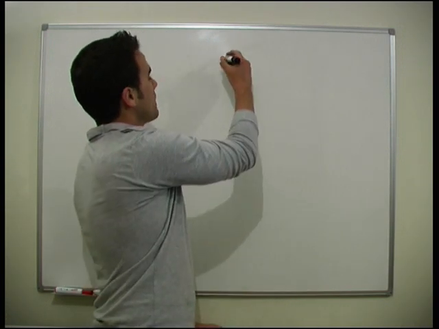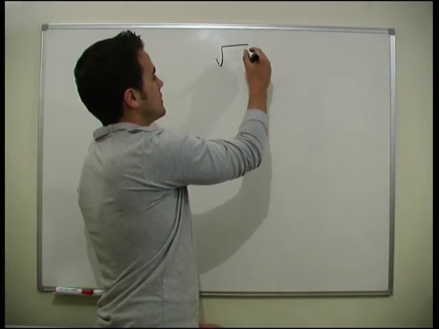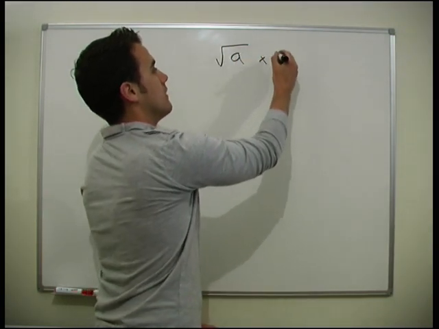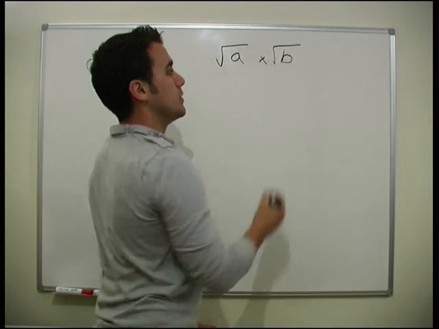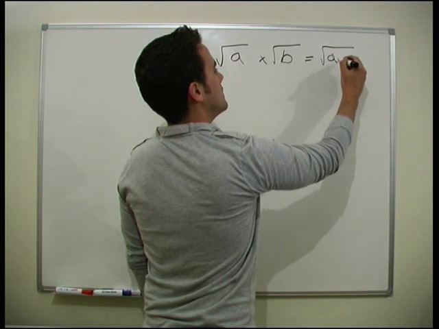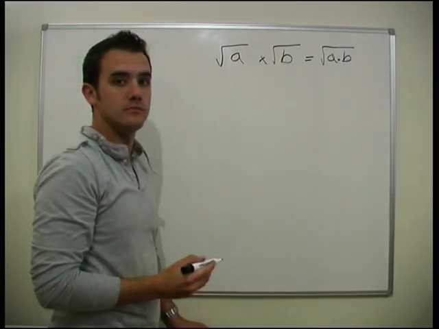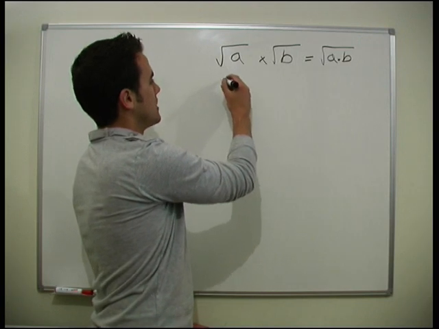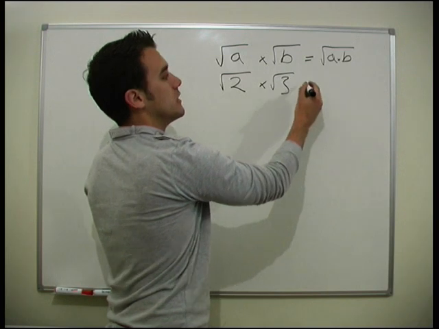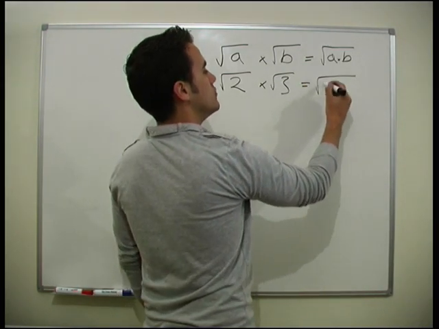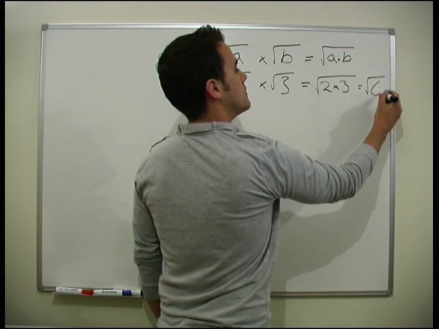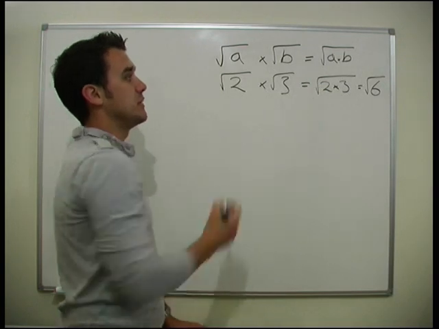So when you're dealing with surds, root A times root B is just the same as writing root A times B. So just to show you how it works, root 2 times root 3 would be the same as writing root 2 times 3, or root 6. They'd be the same.